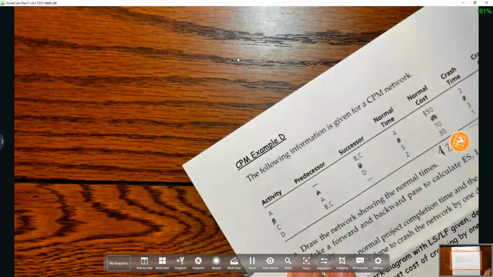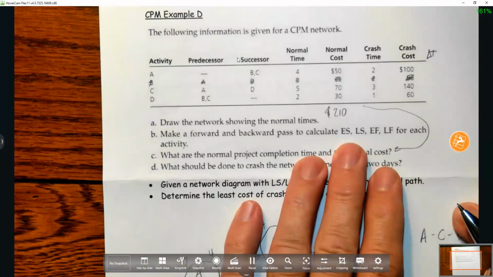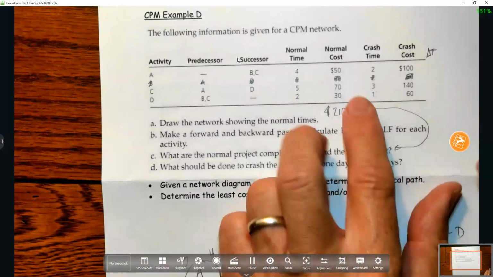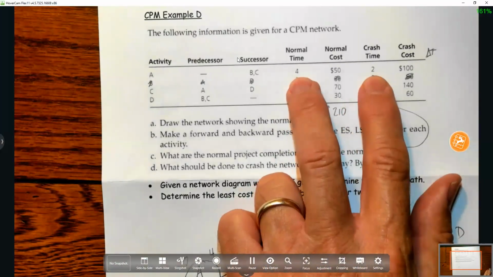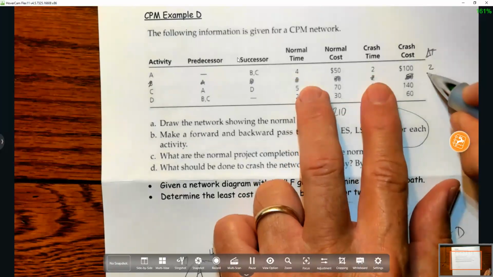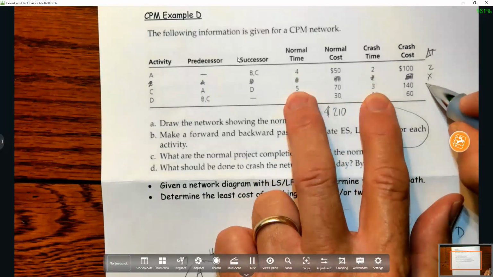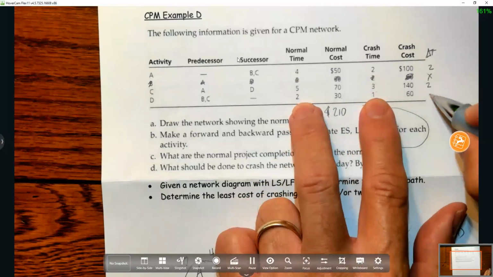I'm just going to cross it out in pencil. I don't think we're going to need it. So now I only have the ones that are of interest to me. So change in time, 4 minus 2 is 2. I'm not worried about this one. I'm just going to X right through that so I don't try to use it. 5 minus 3 is 2. 2 minus 1 is 1.